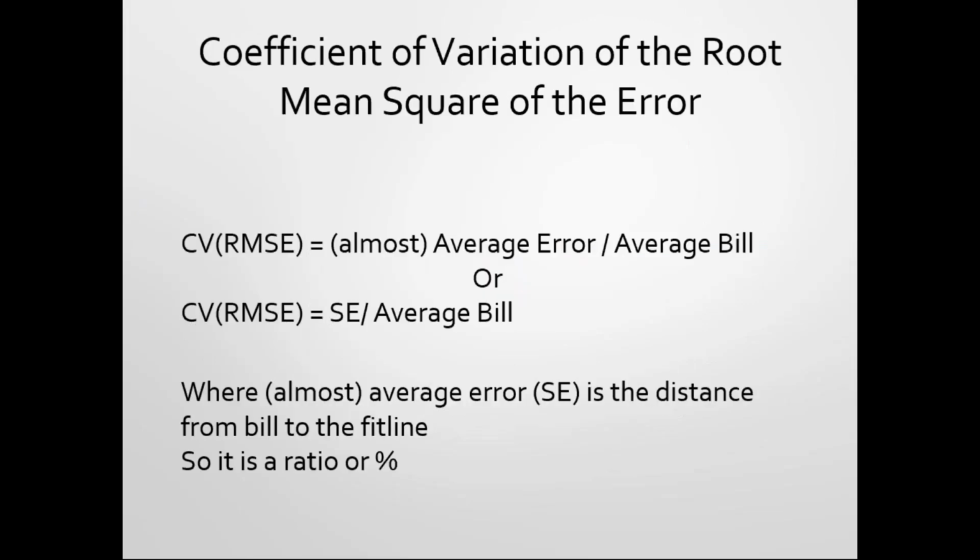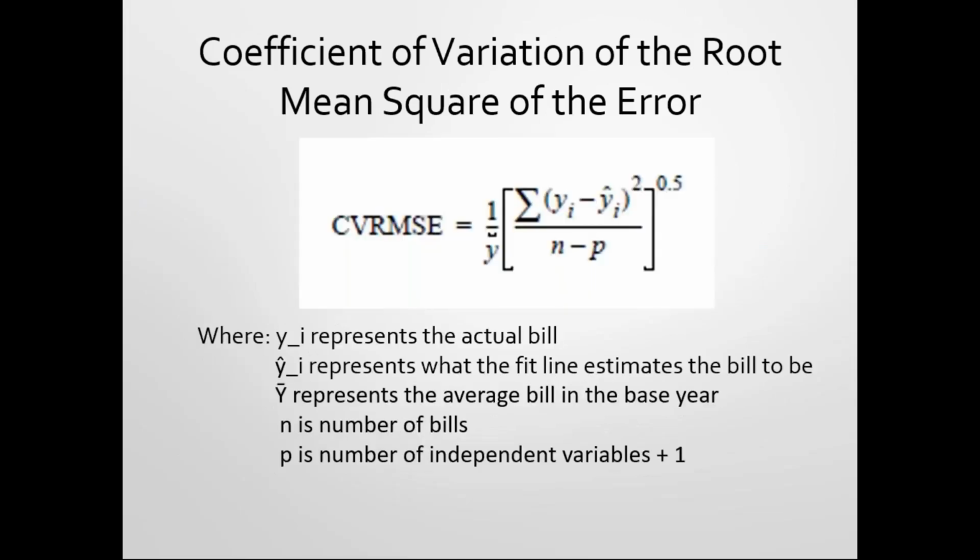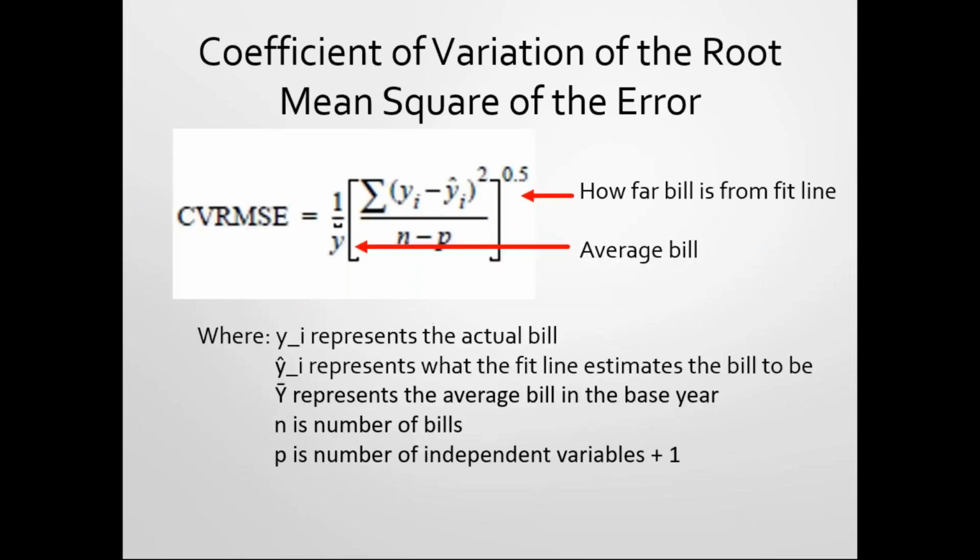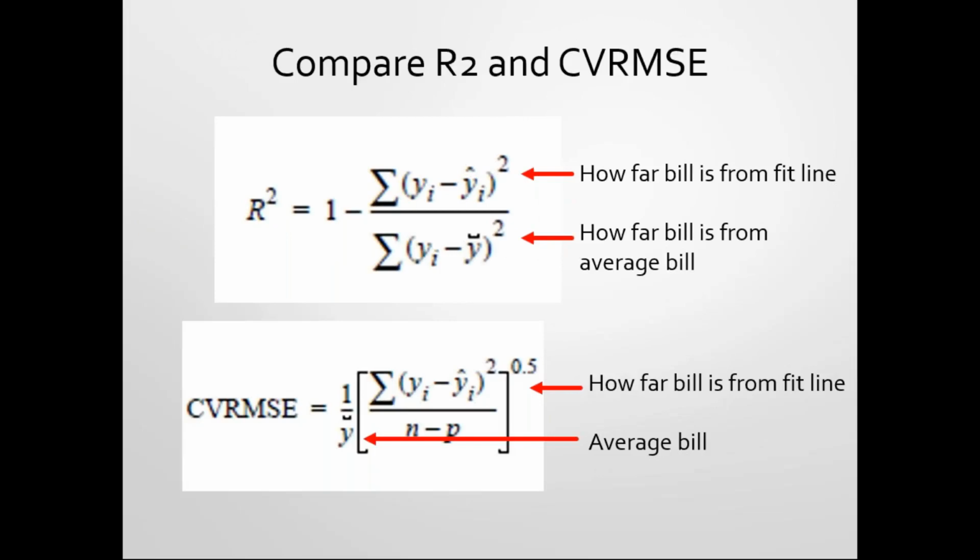Okay, let's look at the CVRMSE. So the top is how far the bill is from the fit line, and the bottom is the average bill. R squared was how far the bill was from the average bill. The CVRMSE is the average bill, okay? That is the big difference, because the top of these two equations are the same, kind of. All right, so that is the crux of it.